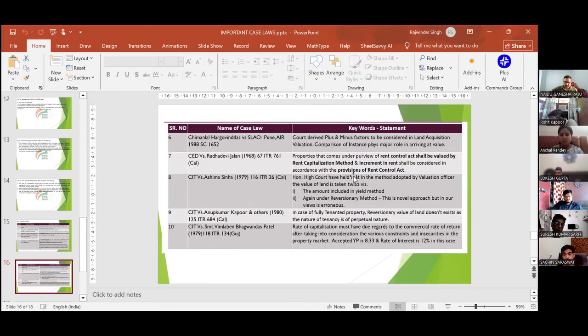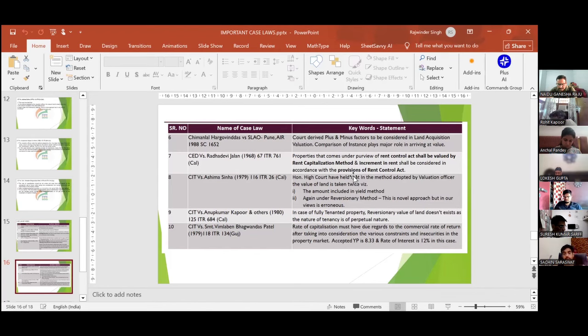And if you see the words that code drives plus and minus factors to be considered for land acquisition, comparison of instances plays a major role in arriving at the value, it means it has been taken from Chimanlal Hargovindas versus SLA. And if it says properties under rent capitalization method and investment in rent shall be considered in accordance with the provisions of the Rent Control Act, it means it has been taken from CE VRSO versus Radha Davi Jalan.